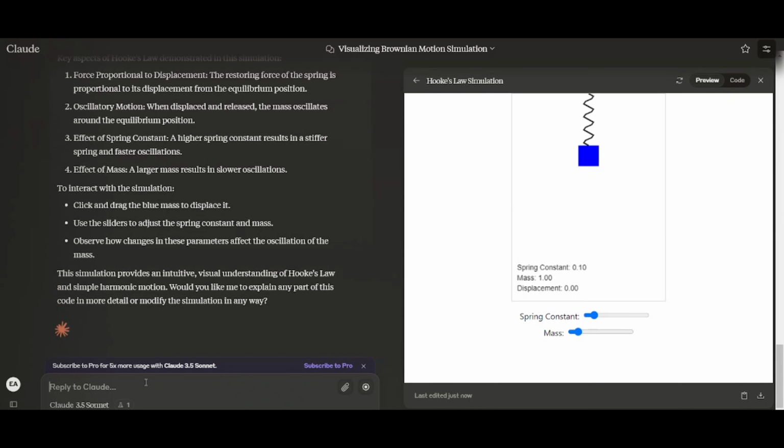It did a good job, and a learner would be able to visualize the concept better and understand the principles behind the topic of study. As you can see on the right-hand side of the screen, you can play with the controls and see what changes occur to the spring following Hooke's law.